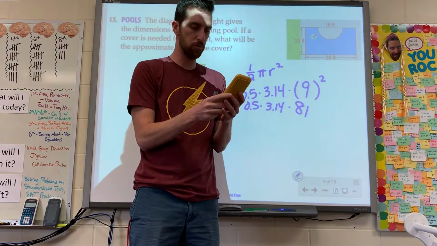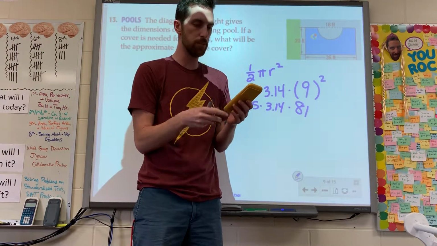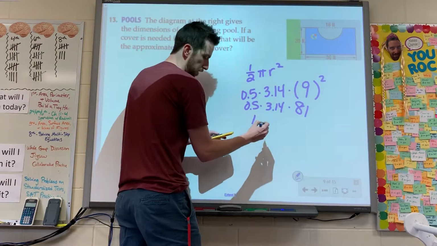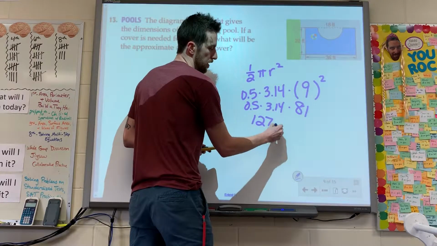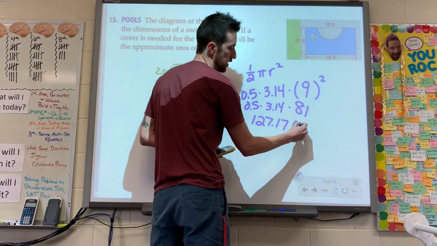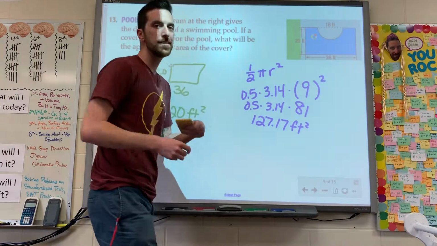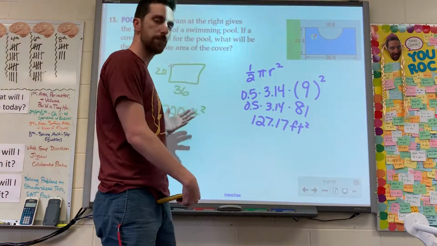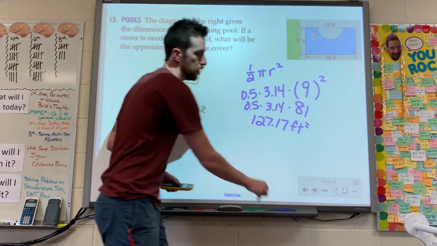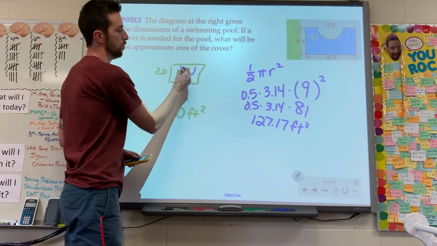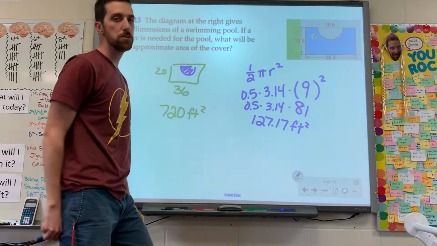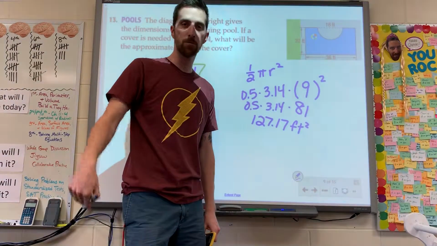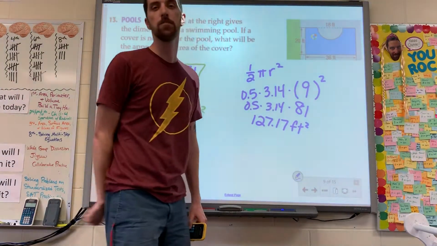0.5 times 3.14 times 81, 127.17. That's my third favorite number. 127 and 17 hundredths feet squared. Now, that is area that does not need to be covered. So, here would be if everything was covered, but we don't want this 127.17 square feet covered. So what do you think we would do with them on this one? That's right, you subtract them.